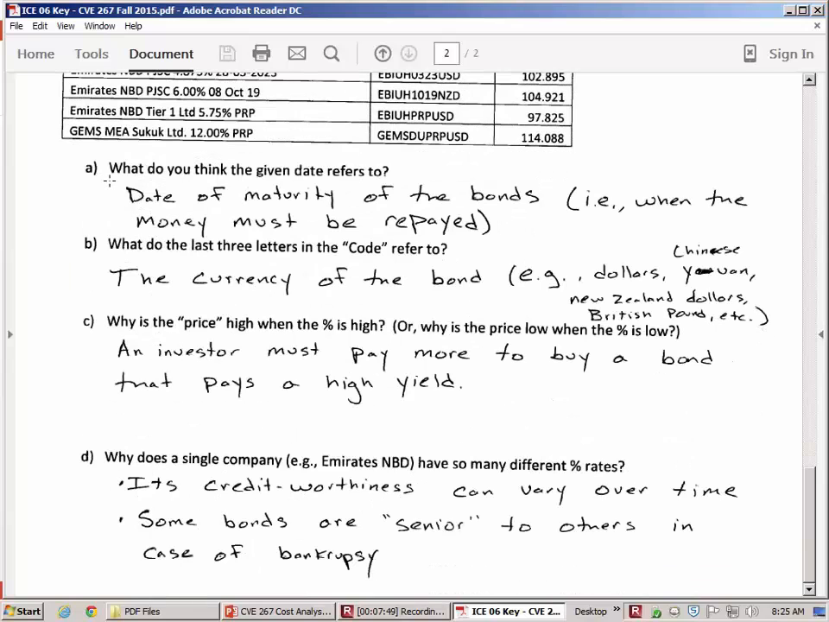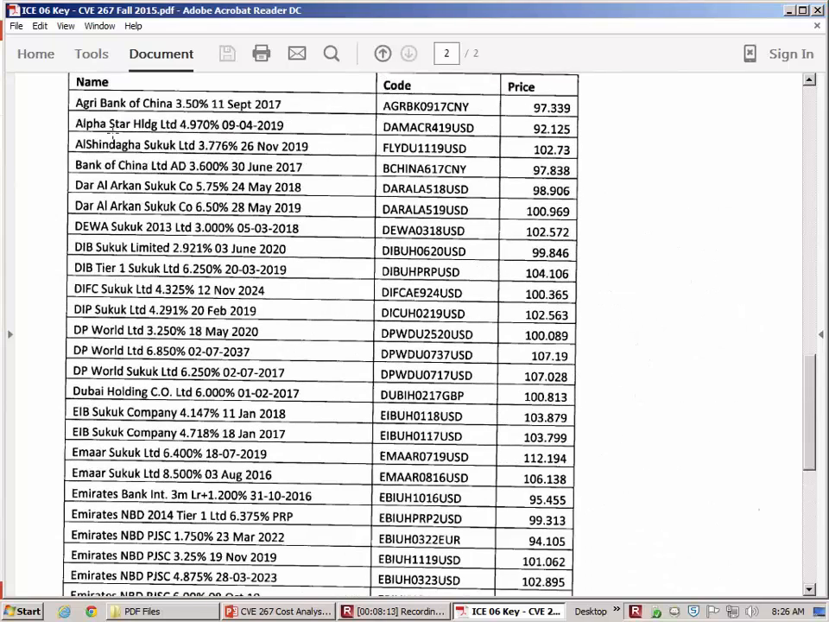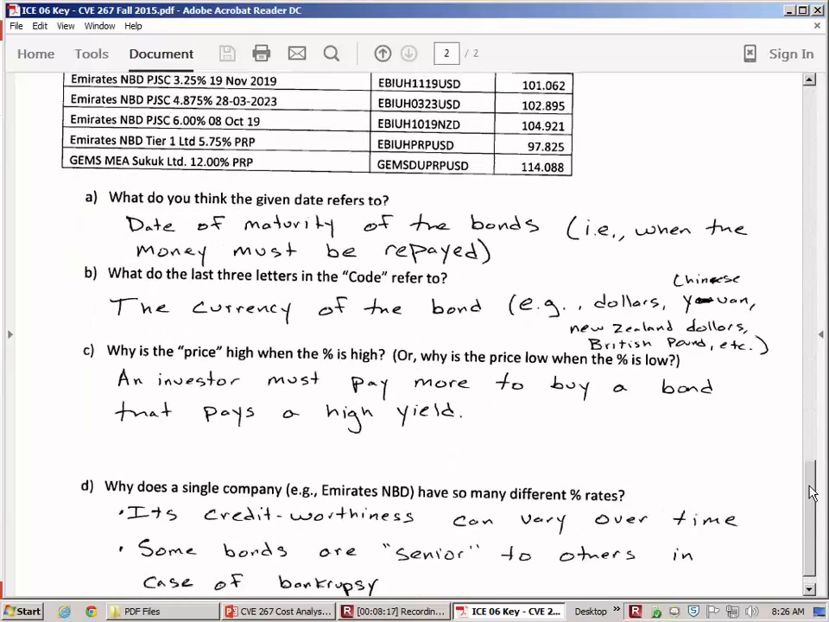All right, so date of maturity was the first one. The second one was currency. For C, what I said is an investor must pay more to buy a bond that pays a high yield. And that's like the main factor at work there. Although I think we spotted a company that's probably in trouble because it has a high yield, but the price is low. So people must be less willing to buy this company, Alpha Star Holdings. It may look like it's having some trouble.